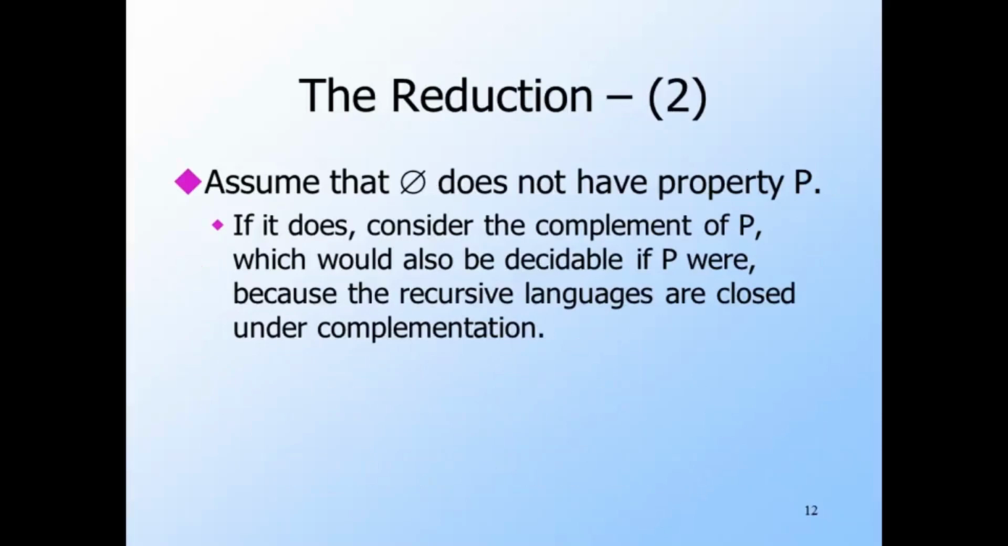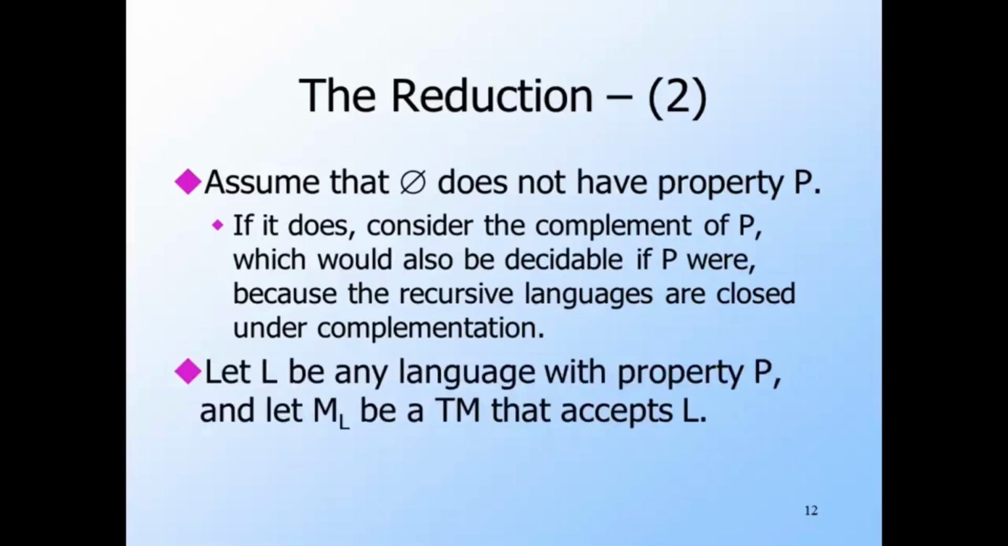We're going to assume that the empty language does not have property P. If that is not the case, then consider the complement of P, say Q. Surely the empty language then has property Q, but if we could prove that Q were undecidable, then P also must be undecidable. That is, if LP were a recursive language, then so would be LQ, since the class of recursive languages is closed under complementation.